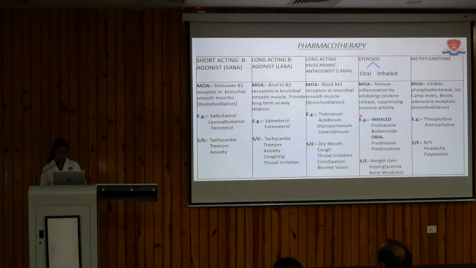Pharmacotherapy of asthma includes 5 classes of drugs: short-acting beta agonist, long-acting beta agonist, long-acting muscarinic antagonist, steroids that can be taken orally or inhaled, and methylxanthine.